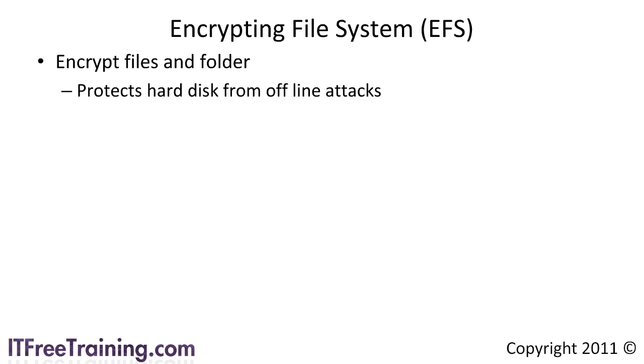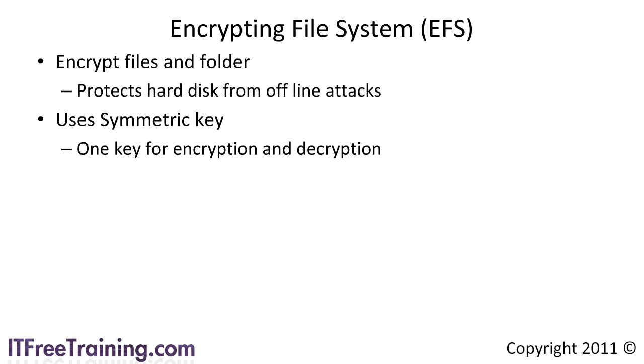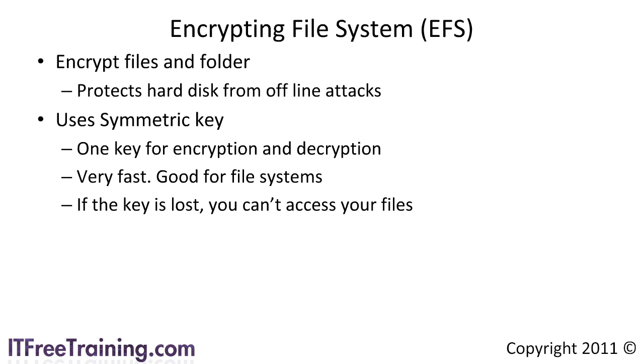To make EFS fast, EFS uses a symmetric key. A symmetric key system uses one key for encryption and decryption. This has the advantage of making it very fast and a good choice for file systems. The problem with this system is, if you lose the key, you will no longer be able to access your files. In order to ensure that you will be able to decrypt your files, you should back up your key.